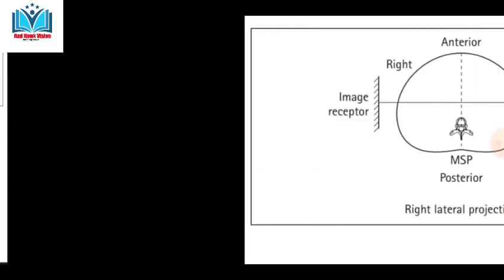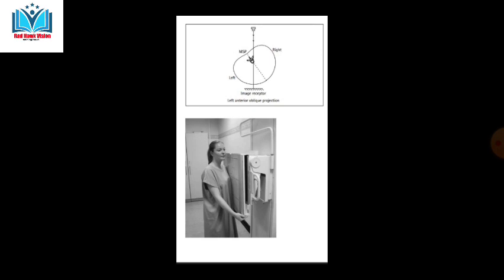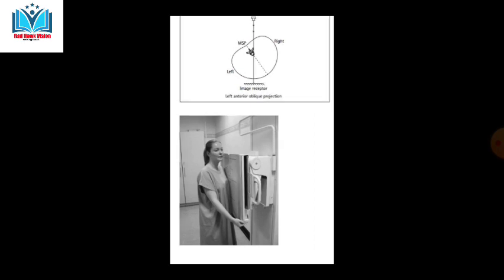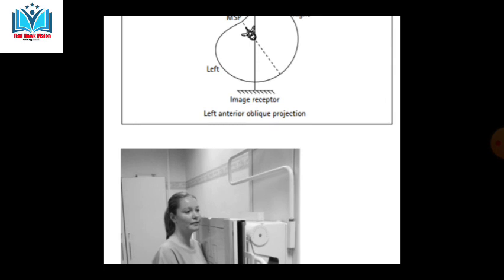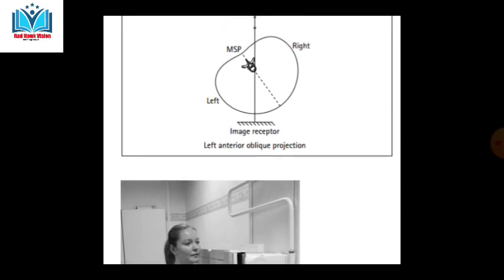Okay. We also have oblique projection. Oblique projection is when the central ray passes through the body along a transverse plane at some angle between the median sagittal and coronal planes. It can be anterior oblique or posterior oblique, or it could be the obliqueness of the tube using beam angulation.